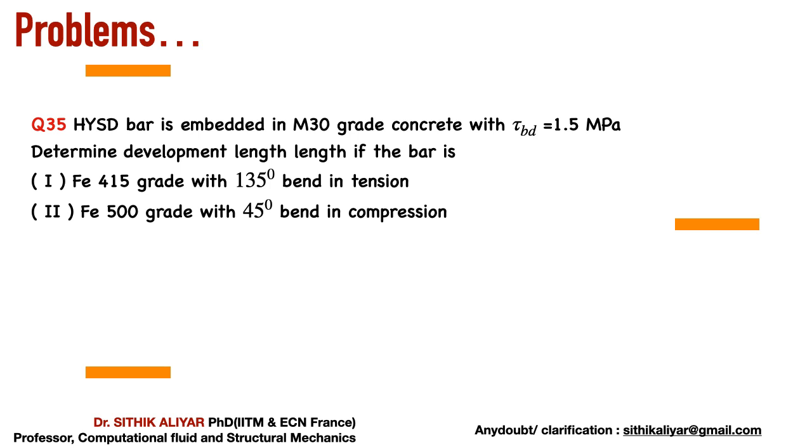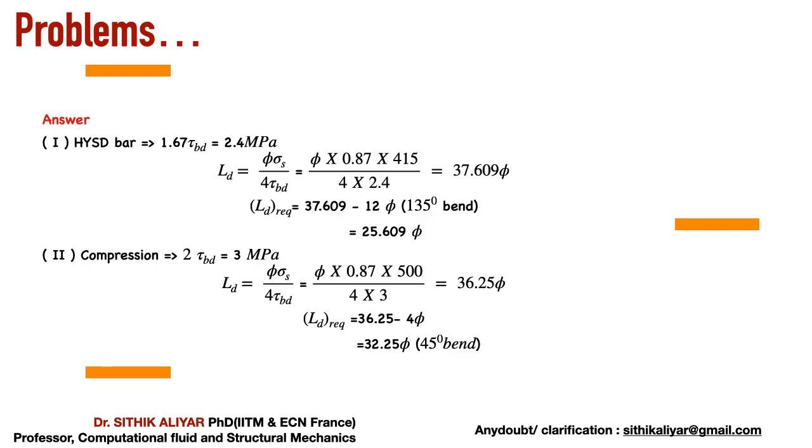First question is Fe415 grade with a 135-degree bend in tension. So they have given tension and an Fe415 bar. For an HOSD bar in tension, you multiply tau BD by 1.6, so 2.4 MPa. Same formula: LD equals 5 into sigma s by 4 tau BD. Sigma s is 0.87 into 415, and 4 into tau BD I have calculated as 2.4. I multiply, and I will get LD standard as 37.6 times the diameter of the bar.